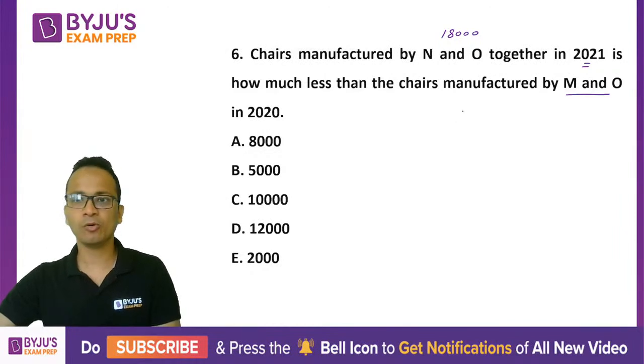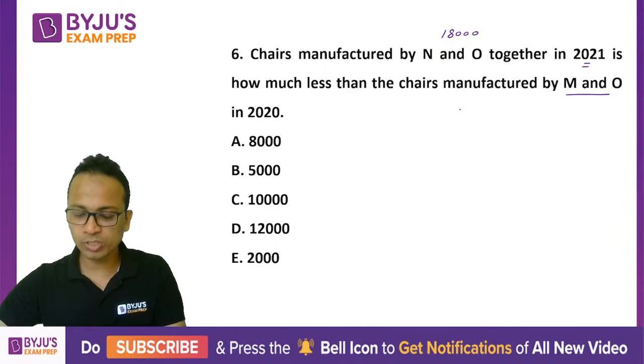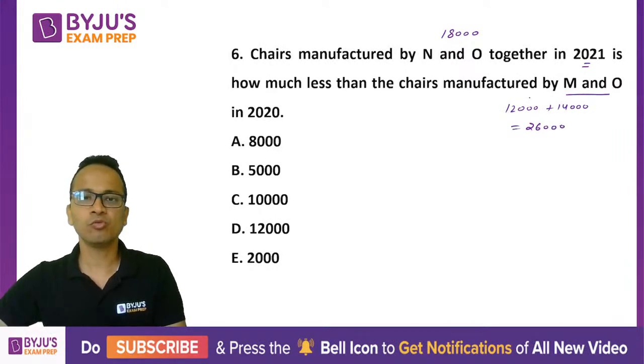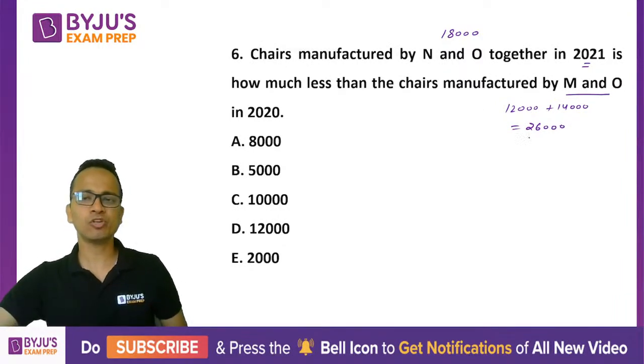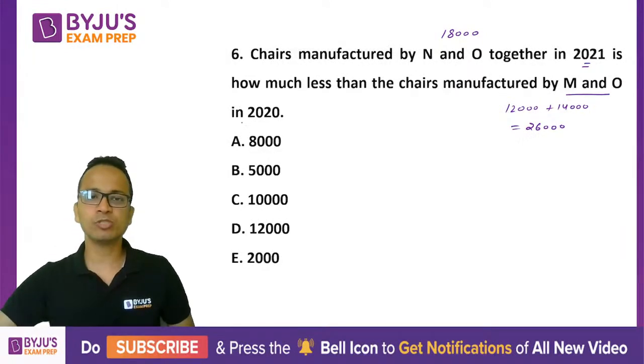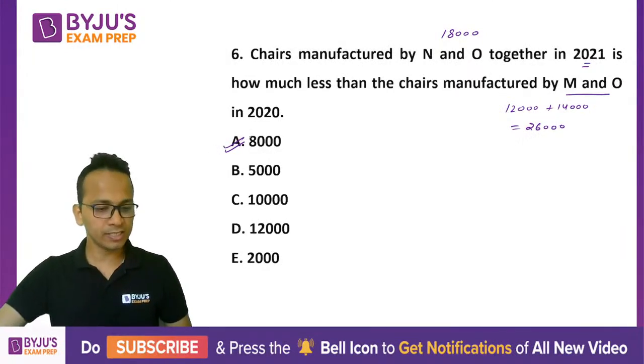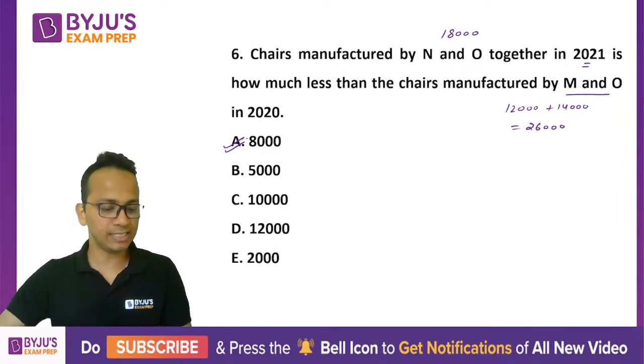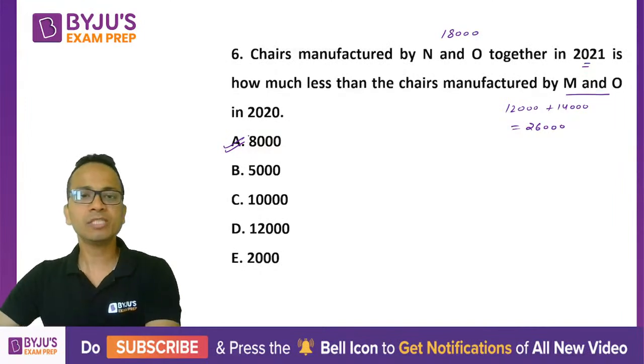Good. Okay, so M and O in 2020, it is 12,000 and 14,000. So that is 26,000. So we have to find out the difference between these two values. 18,000 is how much less than 26,000. So the difference here is 8,000 and the correct answer is option A. Yes, so all of you have already given a correct answer. Nice, good.